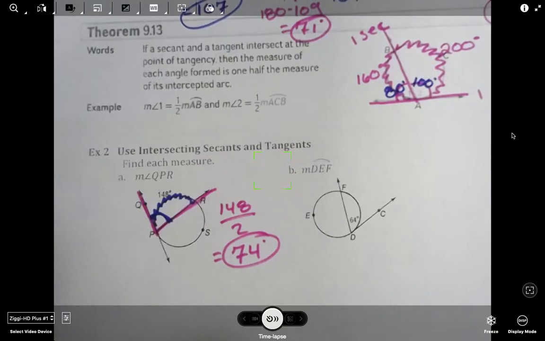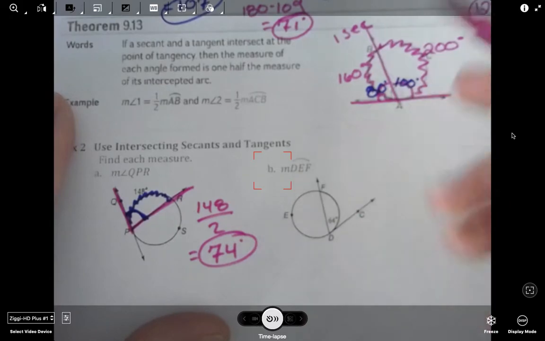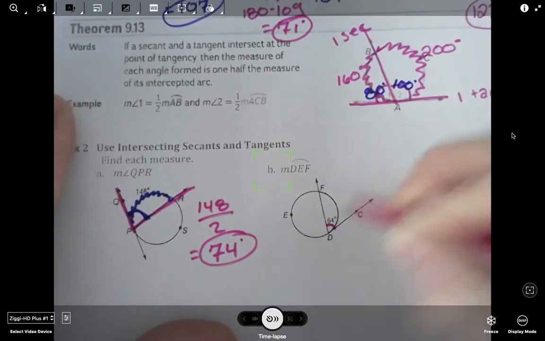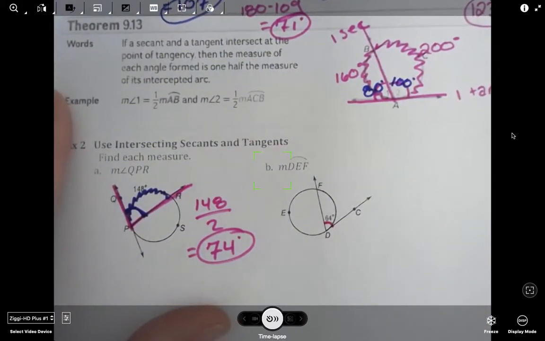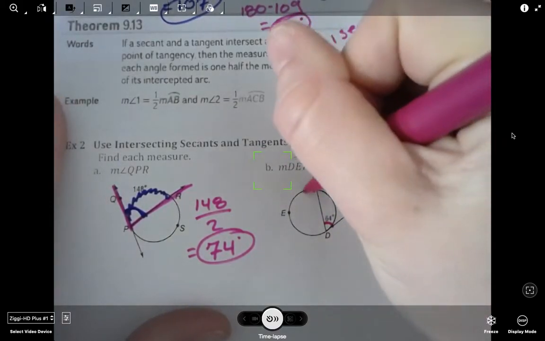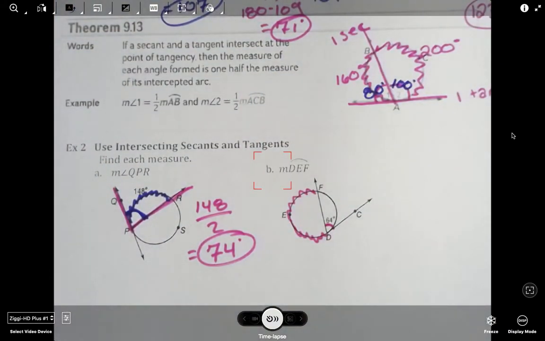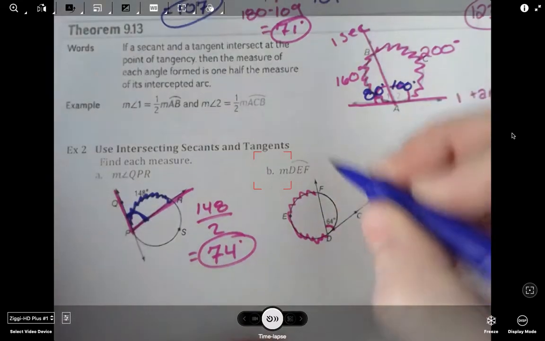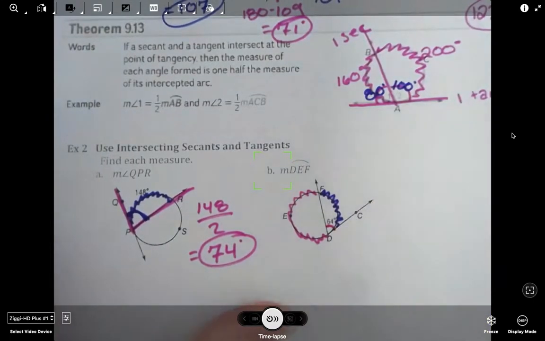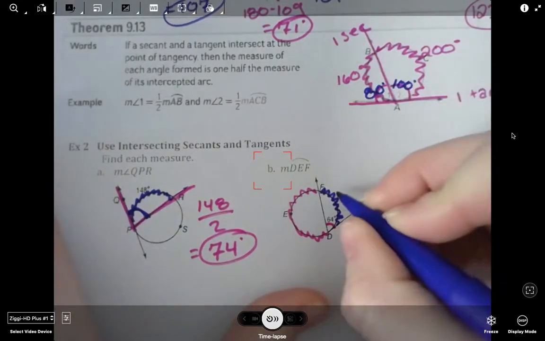Now, they kind of do some different things to you. They say this angle right here is 64. Do you see how that's kind of touching that angle? They want to know what DEF is. They want to know this way around the circle. So we've got to do a couple steps before we do this. If this is 64, I'm going to find this blue arc first. What's that blue arc going to be? 128, you double it.